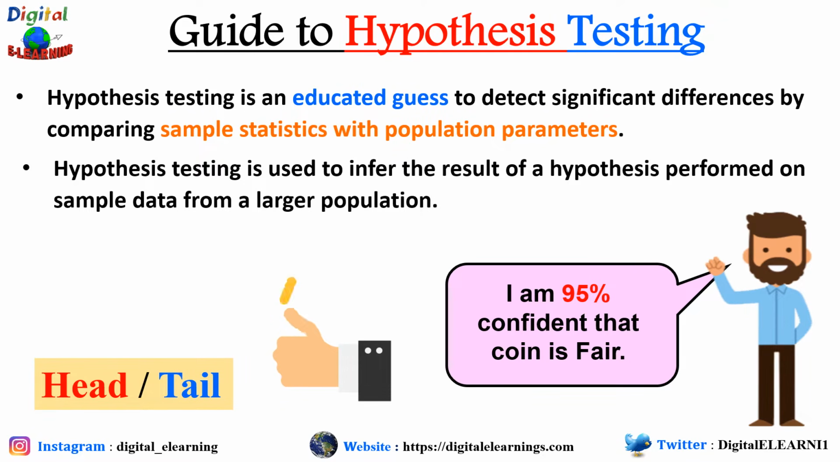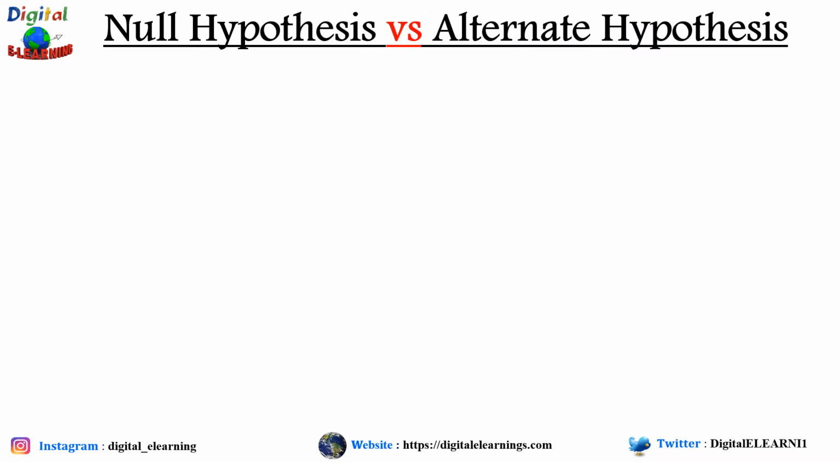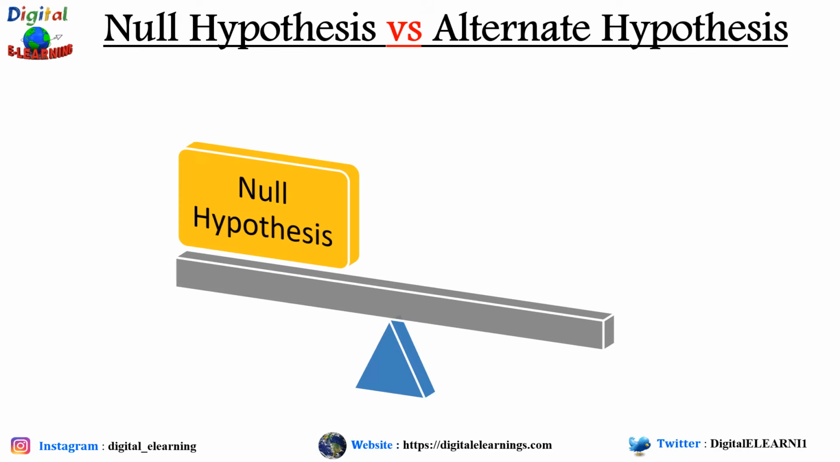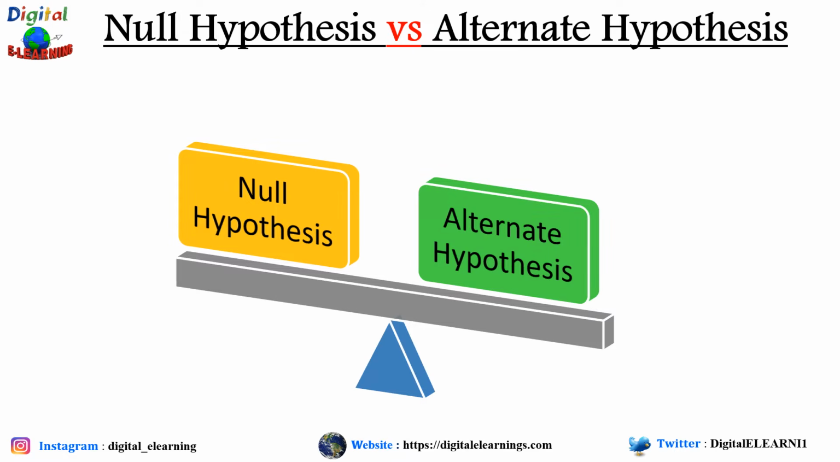But if we flip it 100 times and get 75 heads and 25 tails, can we still have that confidence? I'm not sure, because in this case we cannot say the coin is still fair. The extremely low probability is the evidence that the coin may not be fair in this case. So there are two types of hypothesis: null hypothesis and alternate hypothesis. Let us understand each one of them one by one.